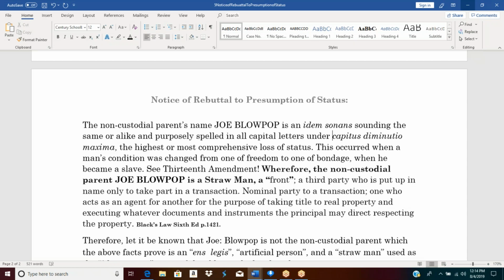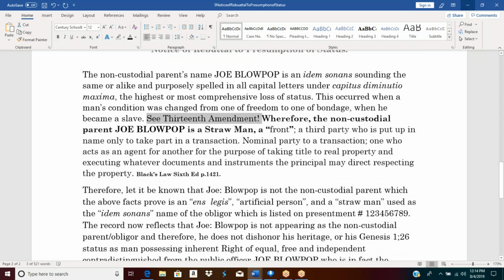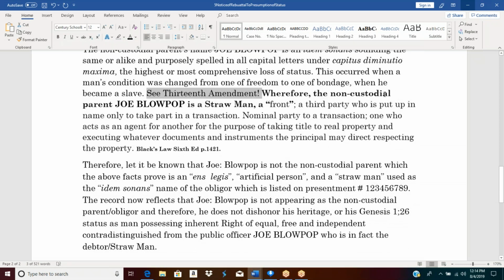This occurred when a man's condition was changed from one of freedom to one of bondage when he became a slave. All right, involuntary or voluntary servitude is outlawed by the 13th Amendment of the Constitution of the United States, and usually these state constitutions also have outlawed it. Wherefore, the non-custodial payer, Joe Blowpop, is a straw man.